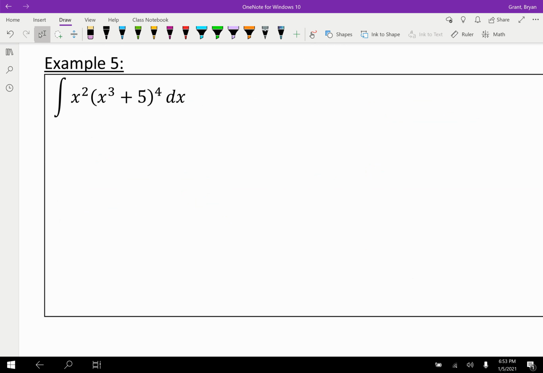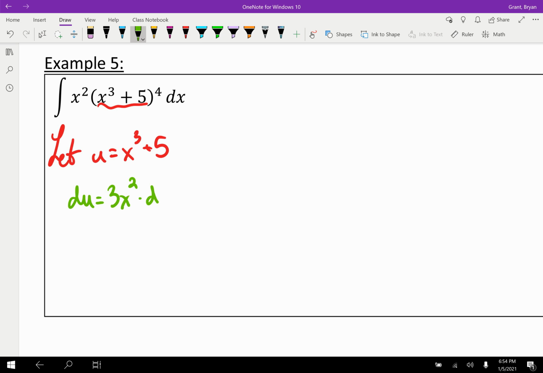All right, hopefully you found some success here, but this one is a little bit trickier. The u substitution, hopefully at this point, is a little bit more apparent. You're like, oh, there's an x cubed and an x squared. I bet we're going to do a u substitution for x cubed plus 5, and you would be 100% correct. And then our du, easy again, 3x squared times dx. All right, let's do some replacements here. First, I am going to reorganize this. I'm going to put the x cubed plus 5 to the 4th first, and then x squared, and then dx.